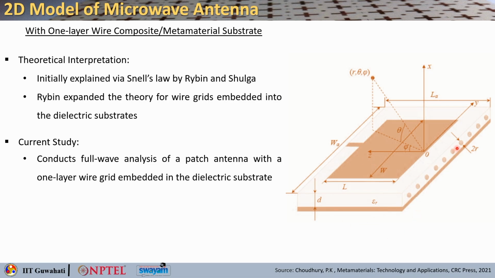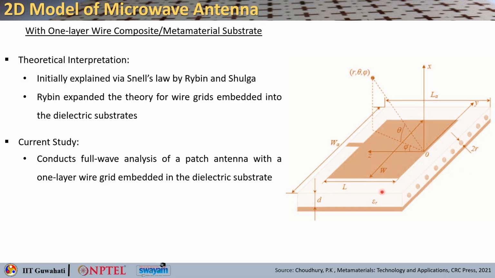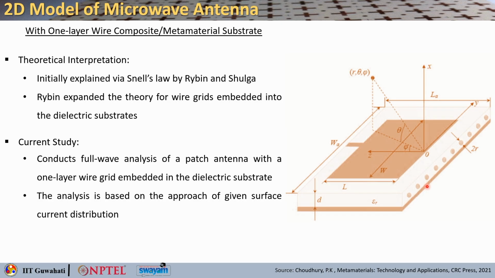Now let us look into this part more carefully: your substrate is not basically a homogeneous substrate. It has wire holes with iron wires inserted through them, and these wires are parallel to your antenna patch. So in this current study, we will present the full wave analysis of a patch antenna with a one layer wire grid embedded into the dielectric substrate, as you can see here, and the analysis is based on the approach of given surface current and distribution.